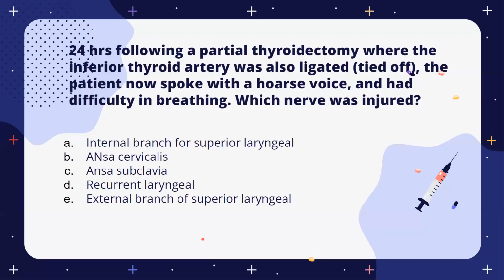All right, next question. 24 hours following a partial thyroidectomy where the inferior thyroid artery was ligated. Ligated means tied off, so they clamp it during the operation. The patient now spoke with a hoarse voice and had difficulty breathing. Which nerve was injured?